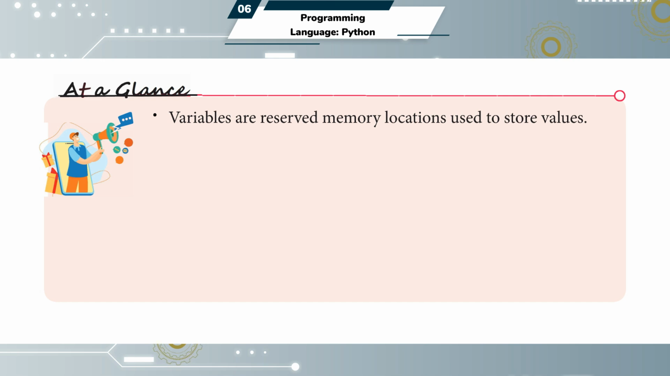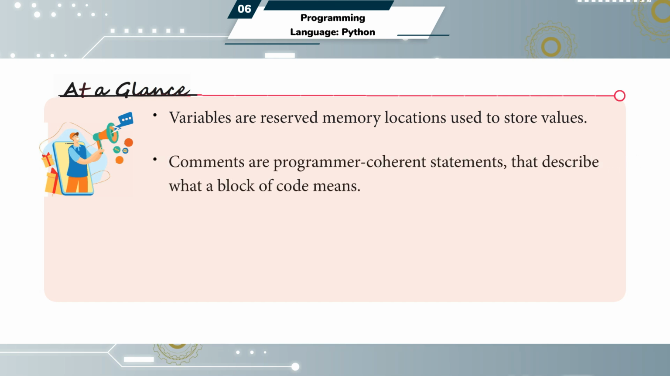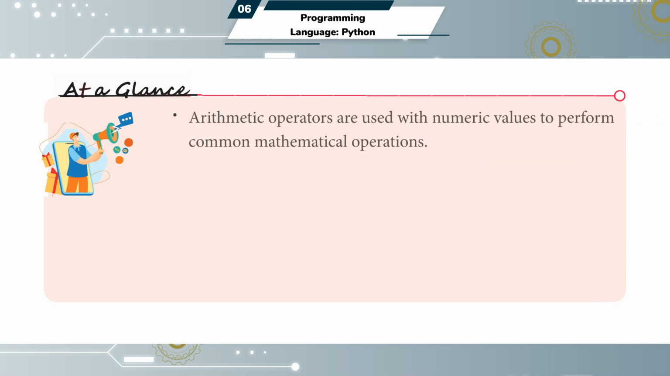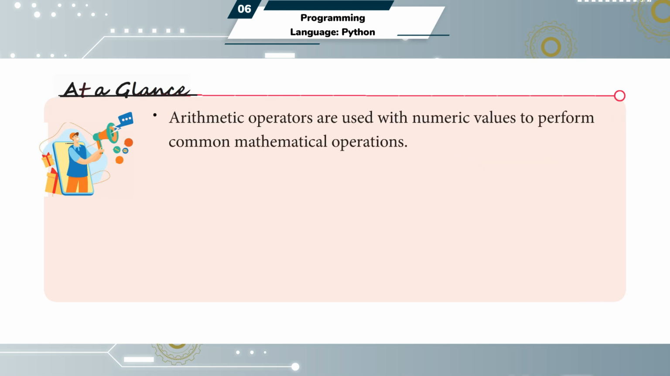Variables are reserved memory locations used to store values. Comments are programmer-oriented statements that describe what a block of code means. Python supports various data types. These data types define the operations possible on the variables and the method of storing them. Arithmetic operators are used with numeric values to perform common mathematical operations.